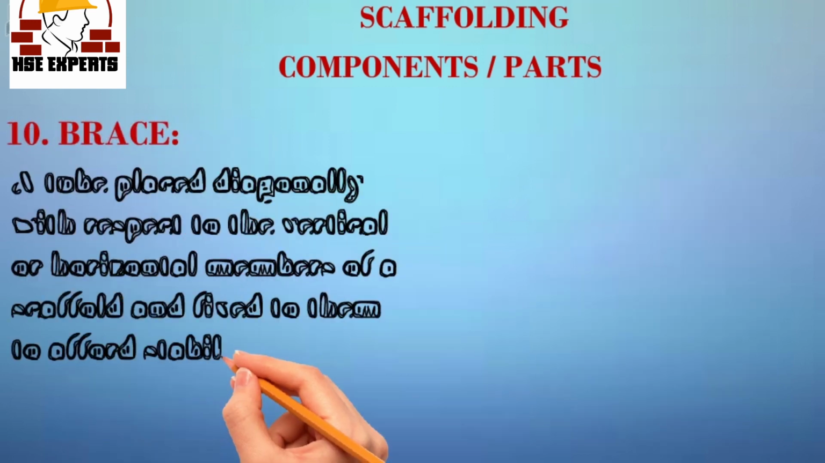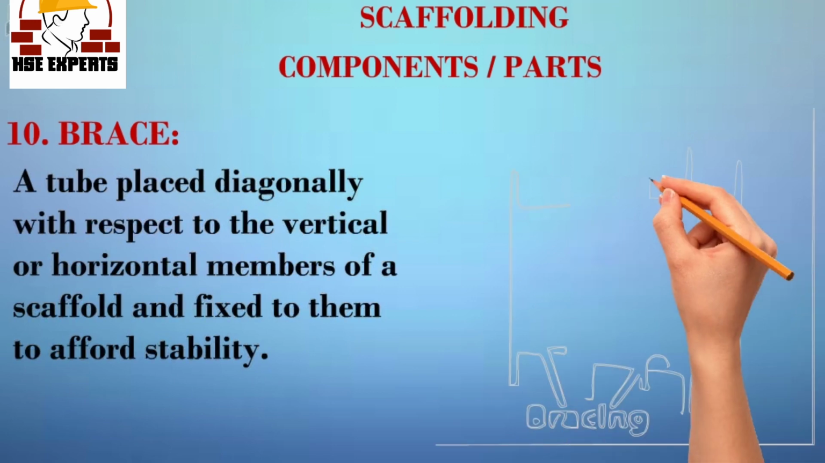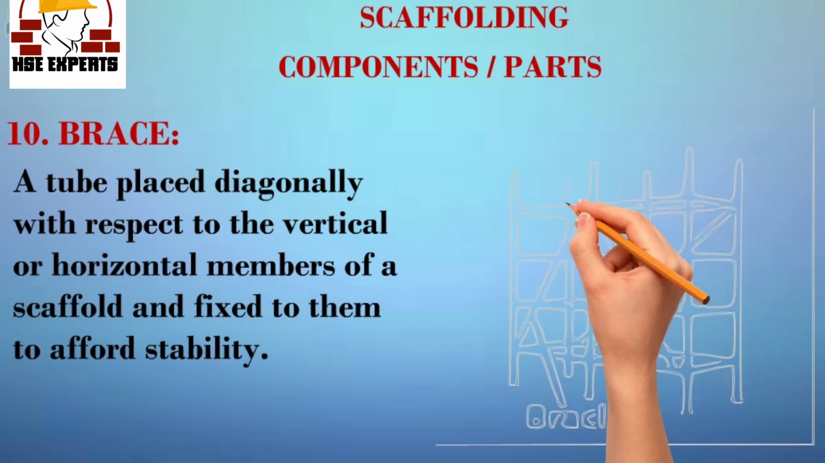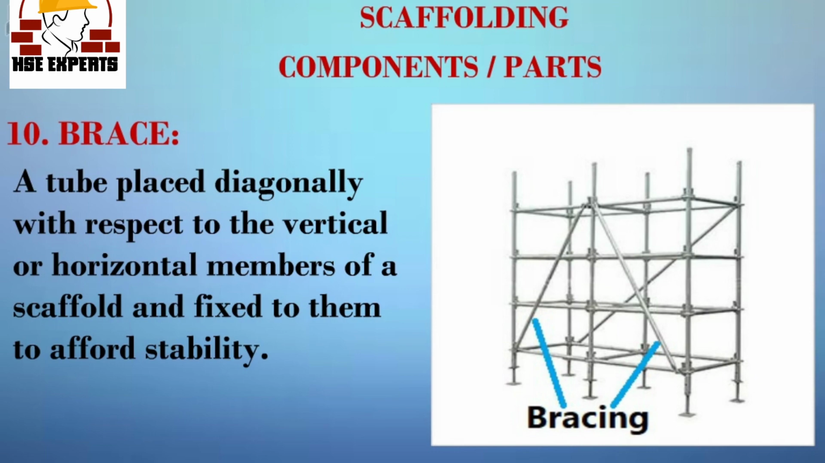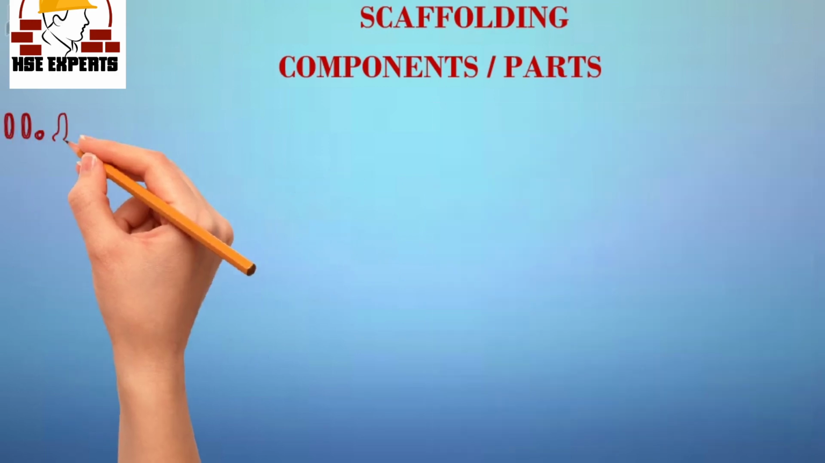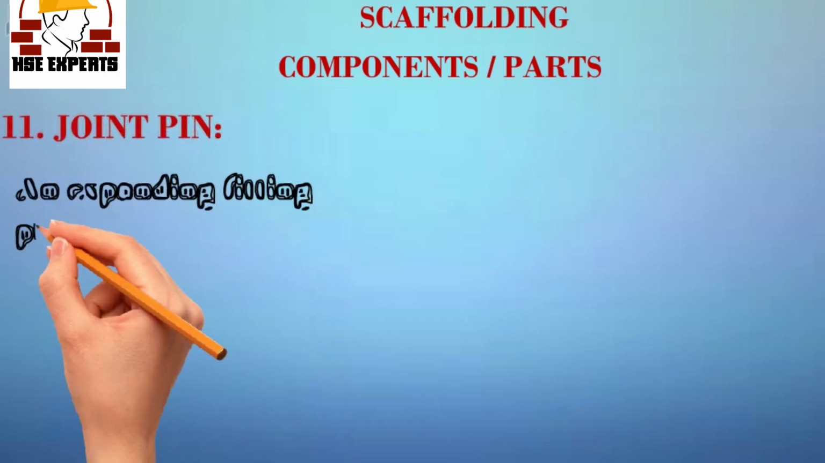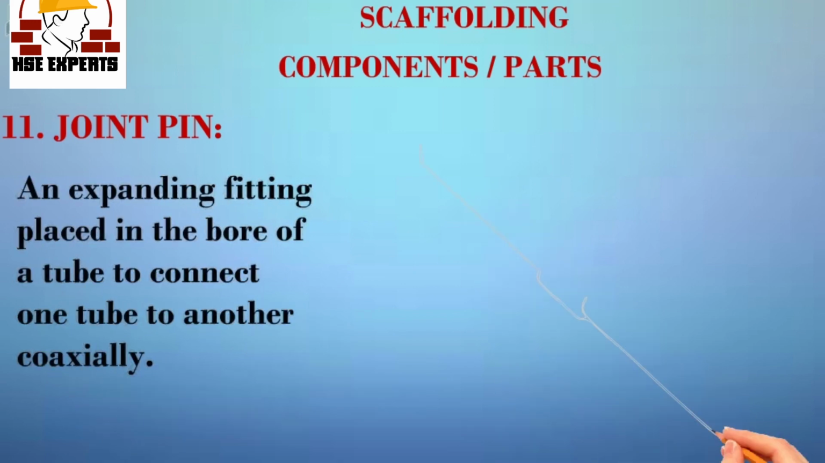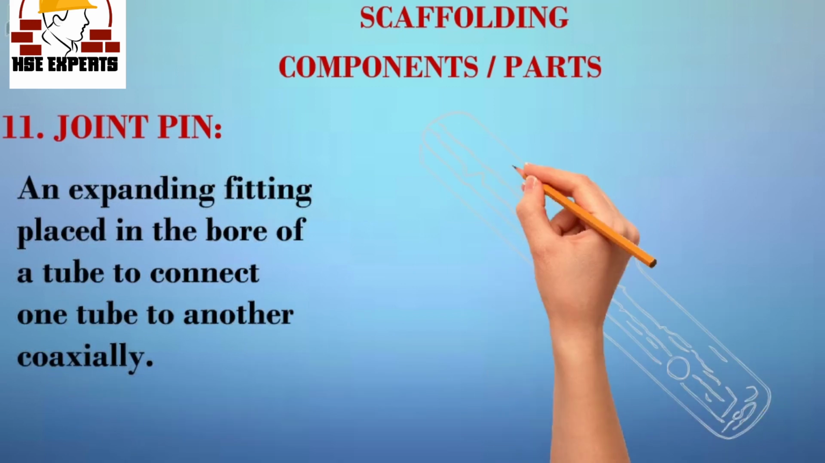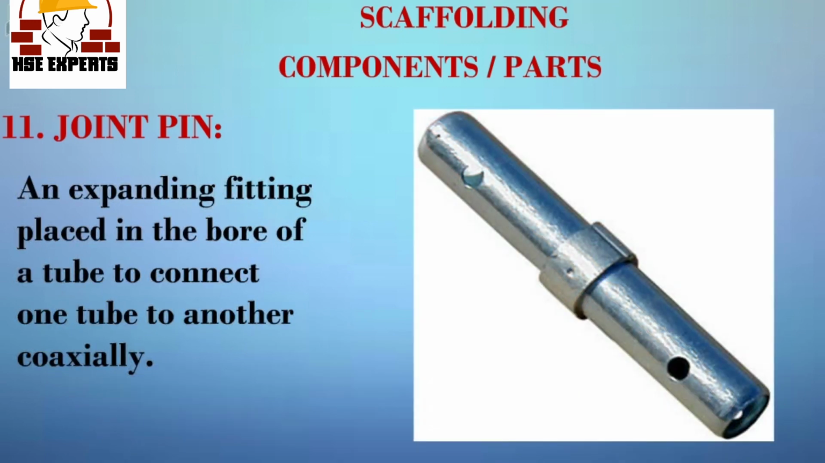Bracing: a tube placed diagonally with respect to the vertical or horizontal members of a scaffold and fixed to them to afford stability. Joint pin: an expanding fitting placed in the bore of a tube to connect one tube to another coaxially.